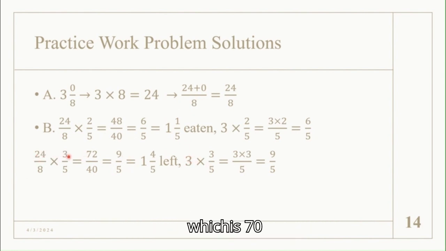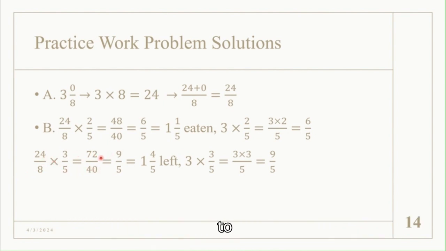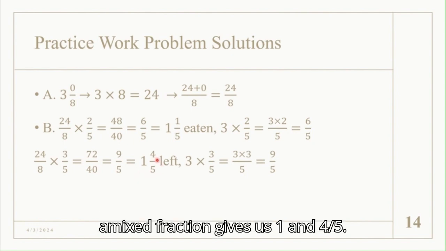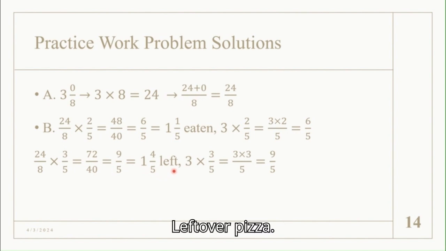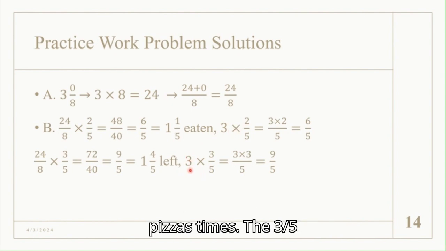And so we get 24 times 3, which is 72, 8 times 5, which is 40, which we can simplify down to 9 over 5, because 8 goes into 72 9 times, 8 goes into 45 times, and then converting this to a mixed fraction gives us 1 4/5 leftover pizza, where again we can rewrite it in terms of starting with the total 3 pizzas times the 3/5 left over gives us 9/5 of a pizza left, which is 1 4/5 of a pizza left.